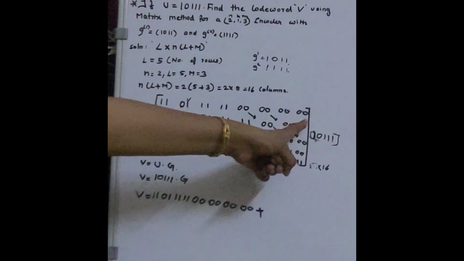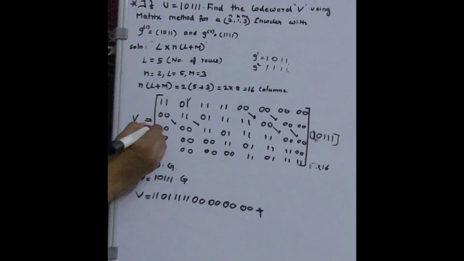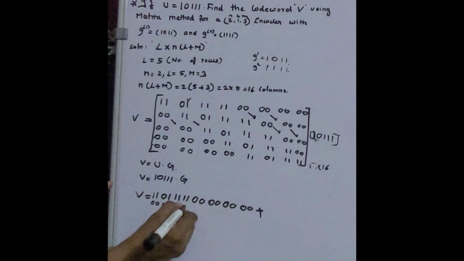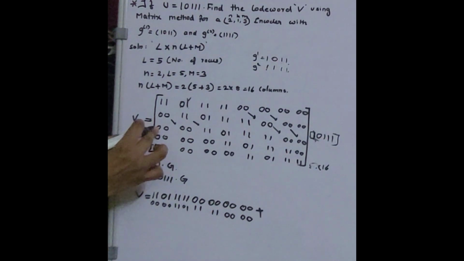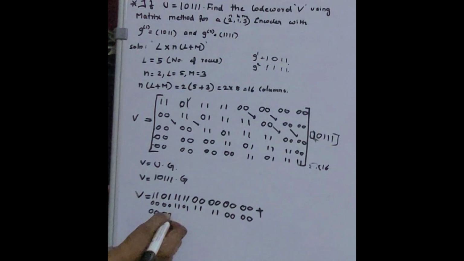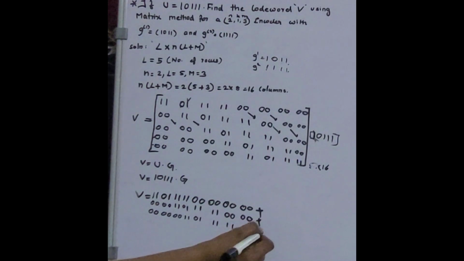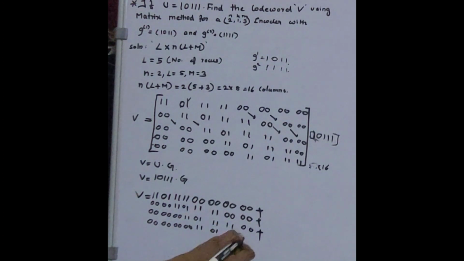The second element is 0, so the second row will be 0. Then the third element is 1. So we can add these three rows: third row, fourth row and fifth row. That is 0, 0, 0, 0, 1, 1, 0, 1, 1, 1, 1, 1, 0, 0, 0, 0 for the third row. The fourth row is 0, 0, 0, 0, plus 0, 0, 0, 0, 0, 0, 1, 1, 0, 1, 1, 1, 1, 1, 0, 0. Then adding the last row, 0, 0, 0, 0, 0, 0, 0, 0, 1, 1, 0, 1, 1, 1, 1, 1.